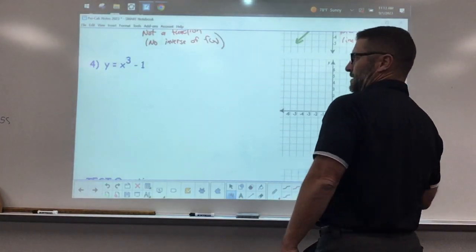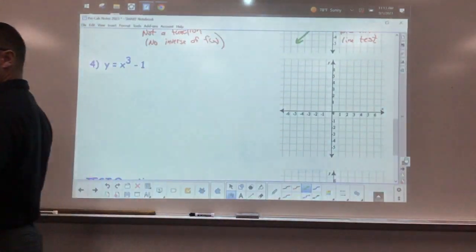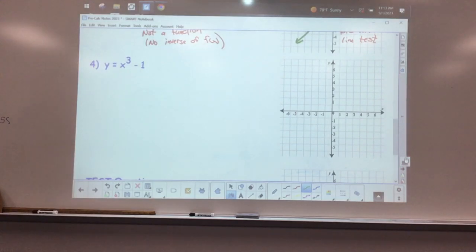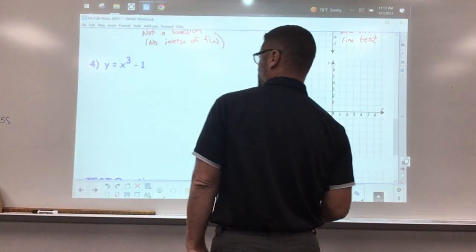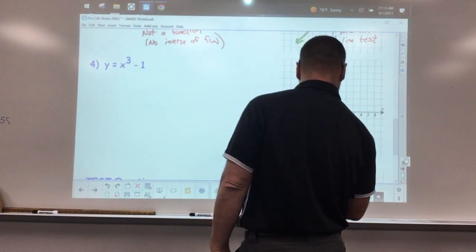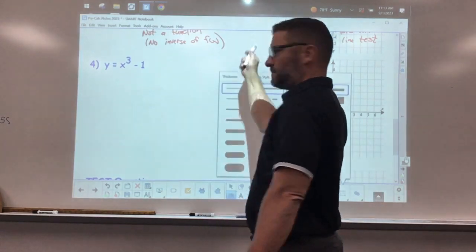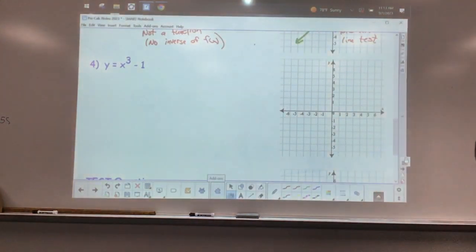All right, let's do this one. Let's see if we can do that. So graph y equals x cubed minus 1 for me, please. Graph that guy. Should know what it looks like, I hope. I hope you can just throw that up in about 3 seconds. My favorite graph, minus 1.